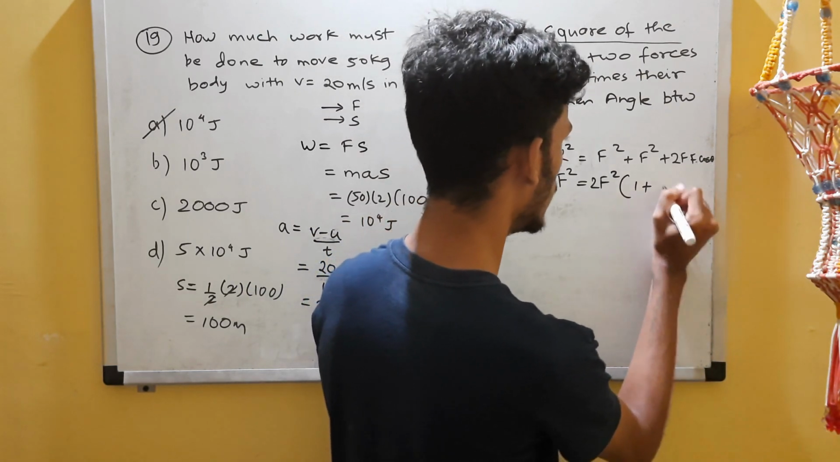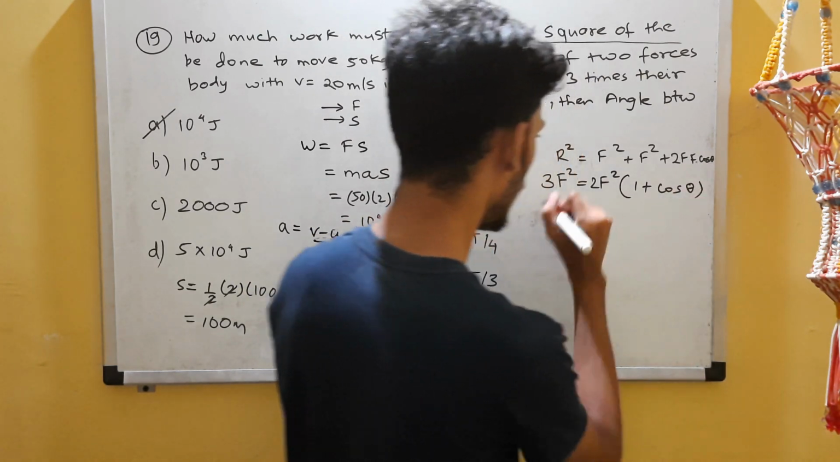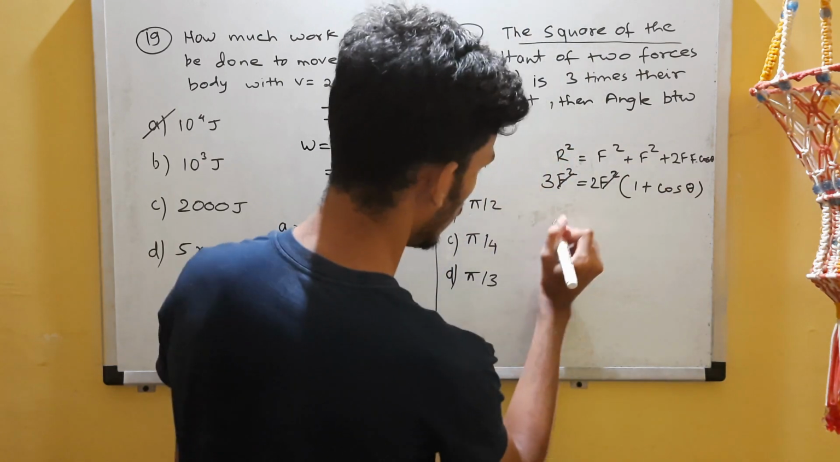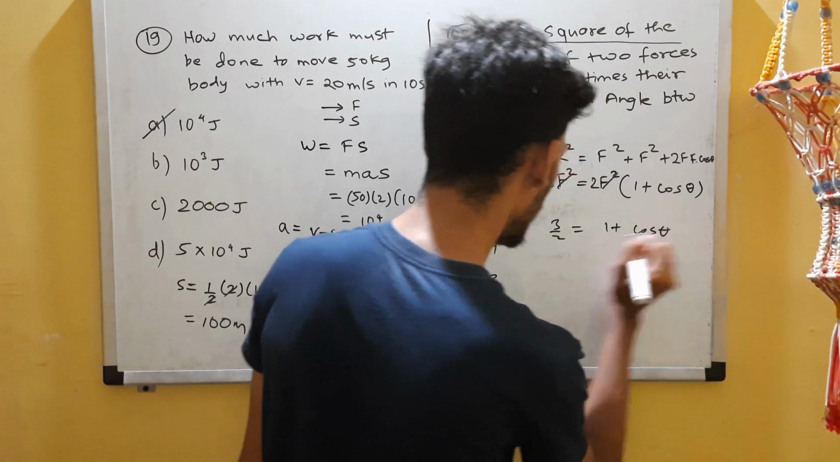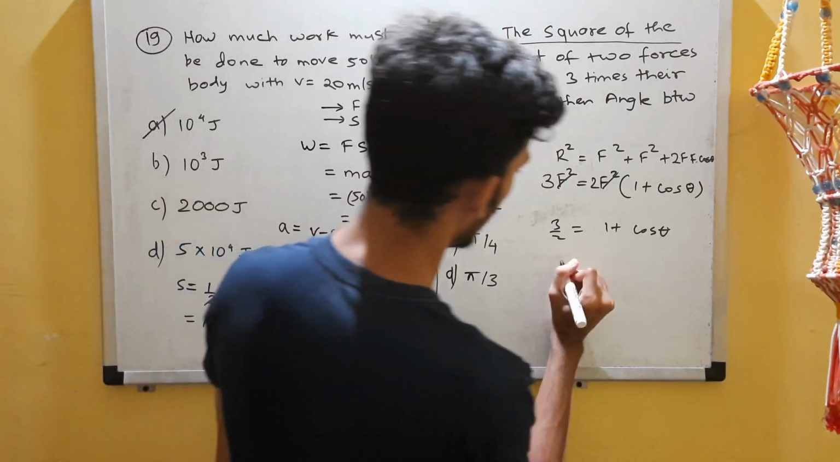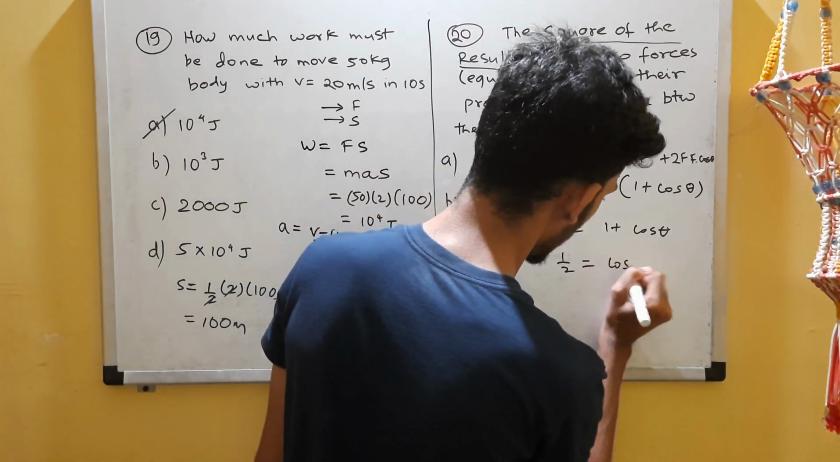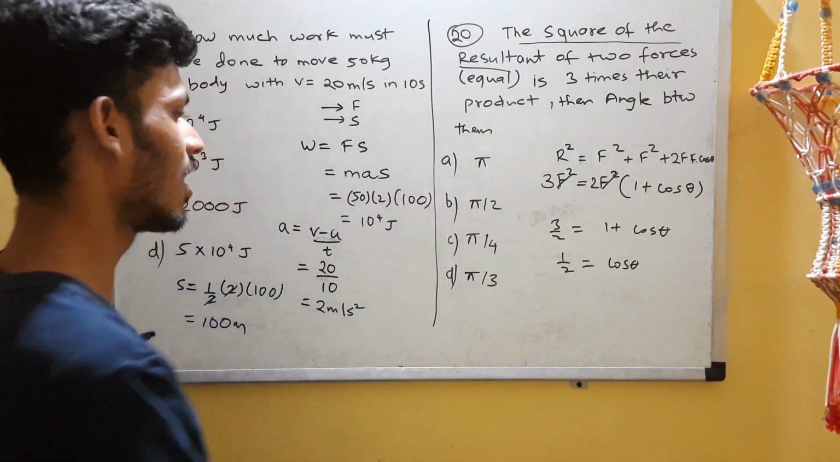So I'm taking that common, so we'll have this term over here. F square can get cancelled, and we'll have 3 by 2. 3 by 2 equals 1 plus cos theta. 3 by 2 is 1.5. 1.5 minus 1 is half, and we have cos theta. So theta, cos of which angle is half.